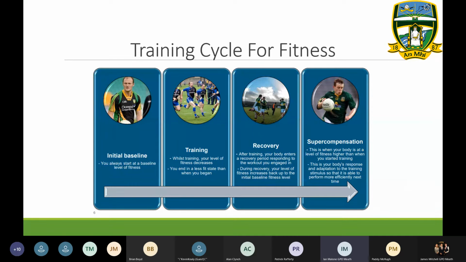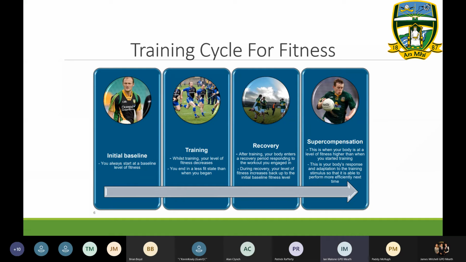But that takes us on to step 4, which is the ideal scenario when you're trying to improve fitness, and that's called supercompensation. Some of you may have heard that term before, some of you may not. This is essentially when your body is at a higher level of fitness than it was at your initial baseline. By the time you get to stage 4, supercompensation, your body has increased its level of fitness as a response to the training you've just engaged in, as long as you've engaged in adequate recovery as well.